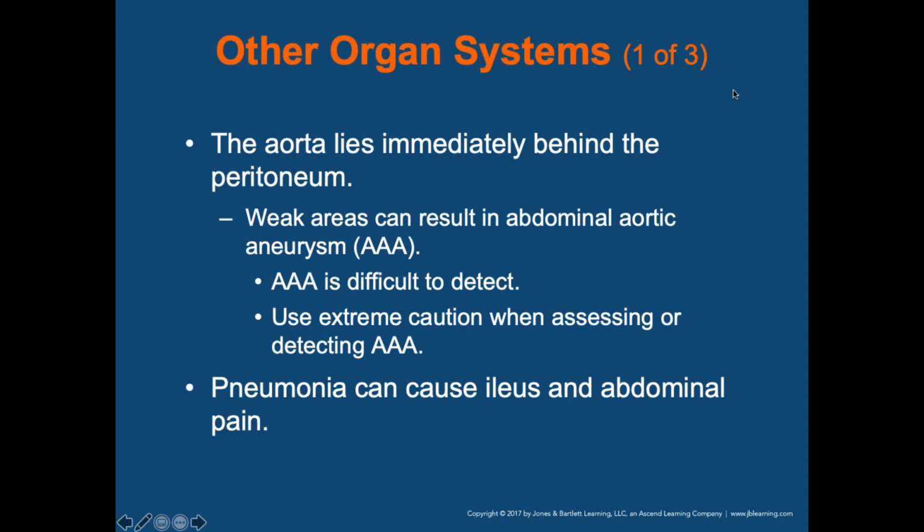All right, some other organ systems: the aorta lies immediately behind the peritoneum. Weak areas can result in what they call an abdominal aortic aneurysm, or AAA. AAAs are very difficult to detect, and you want to use extreme caution when assessing for a AAA because they can rupture. To illustrate, if you were to take a quarter and put that into your body, that's the size of the aorta in diameter.